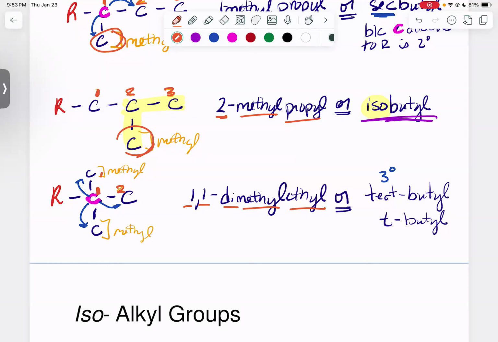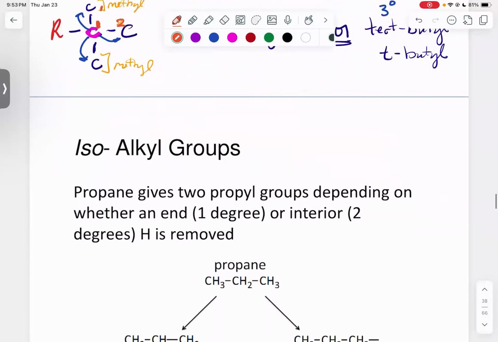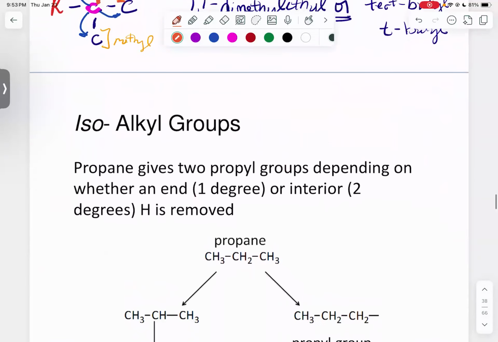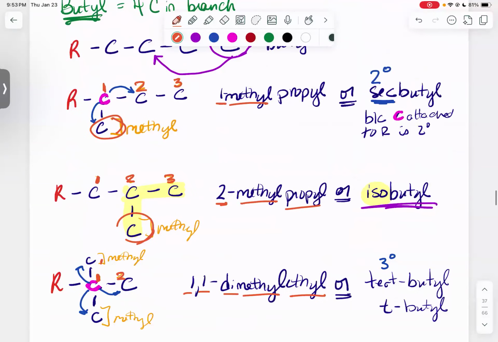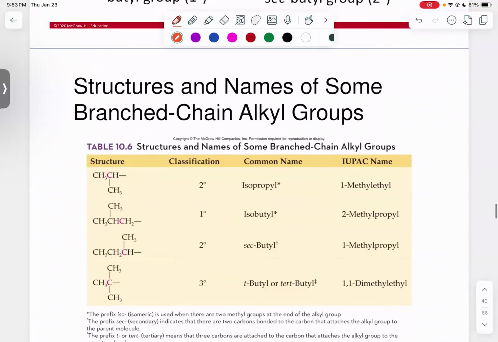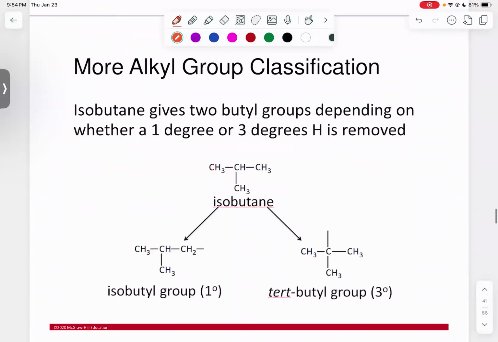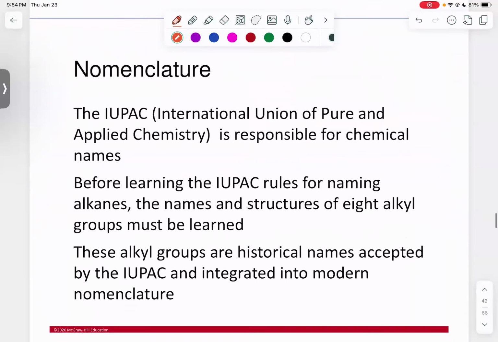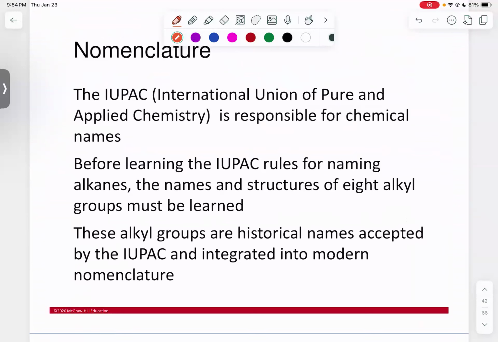You have to be familiar with the naming system for both. Okay, so I'm not going to go over their notes because you got it all on like one page. Okay, so that's all of their notes on that stuff. Okay, so now we can get into really naming.